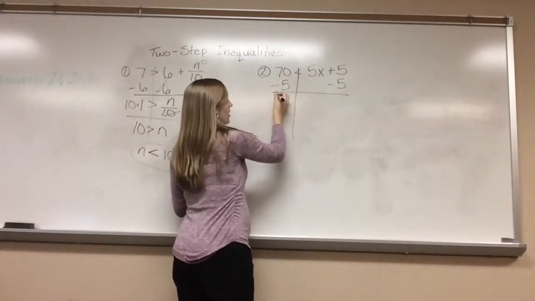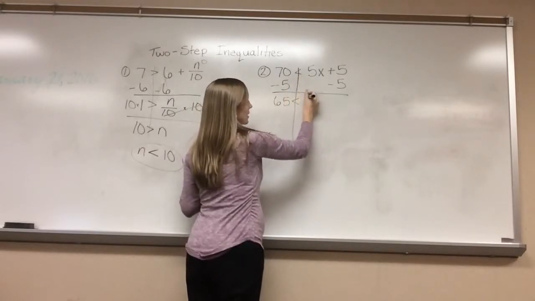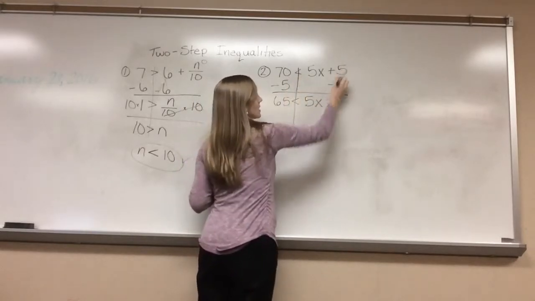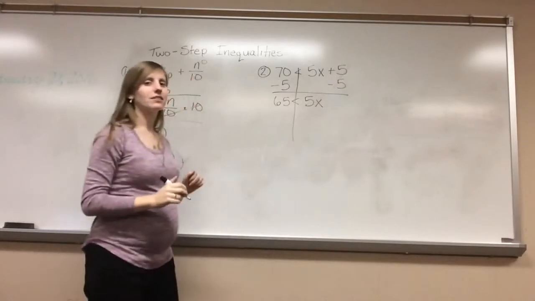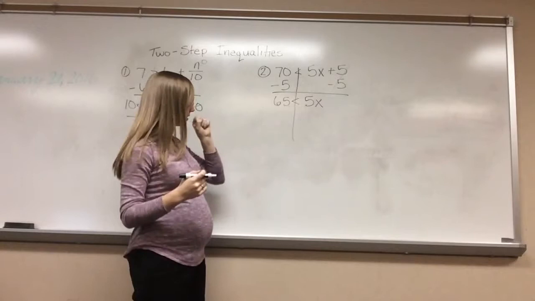70 minus 5 is 65. My inequality sign stays the same, and I have 5x here. These 5's cancel. 5 minus 5 is 0. At this point, I need to cancel out this 5.